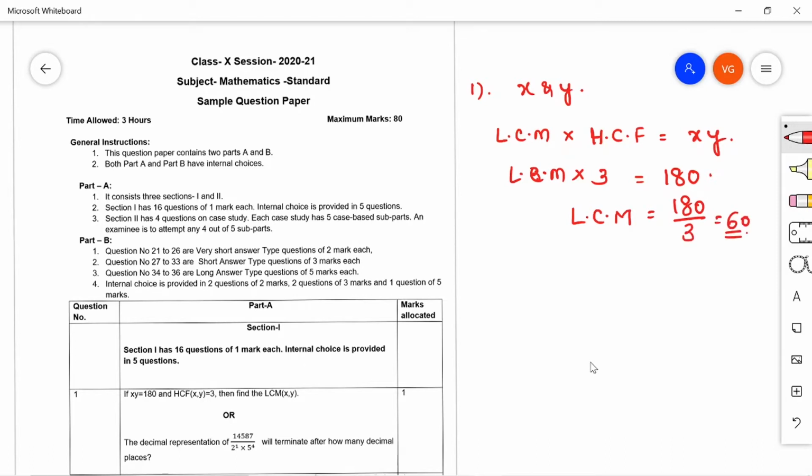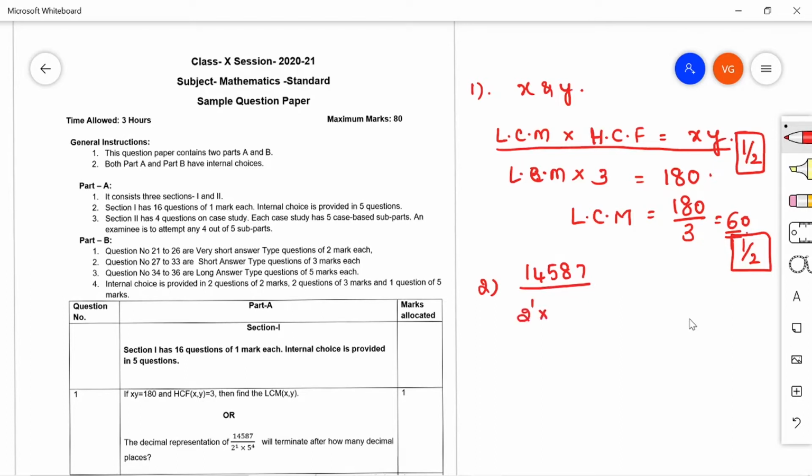Coming to the marking scheme here, if you write down the formula LCM into HCF is equal to product of two numbers, you will get half mark, and for finding the answer you will get another half mark. So you have internal choice present in this question. The other question given here is: the decimal representation of 14587 divided by 2 power 1 into 5 power 4 will terminate after how many decimal places?